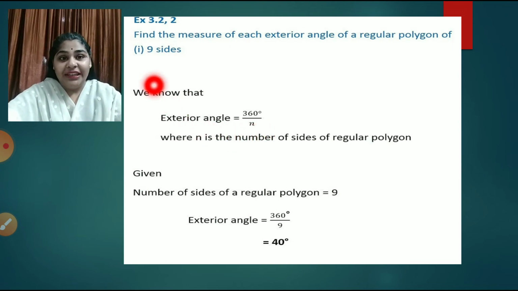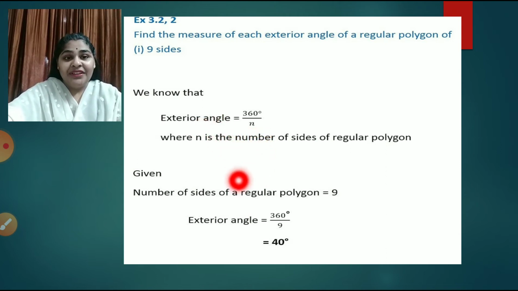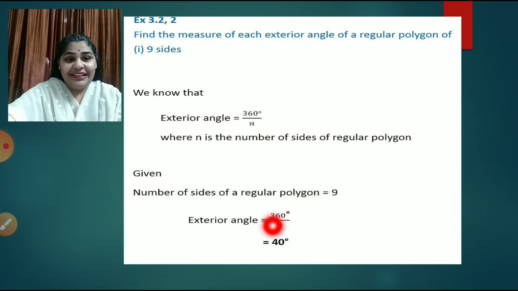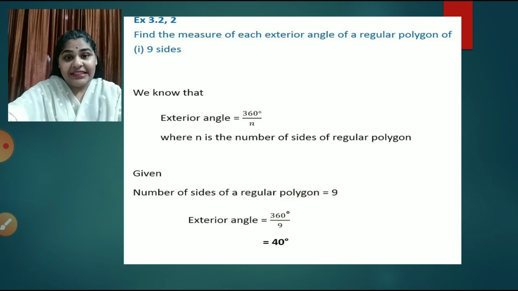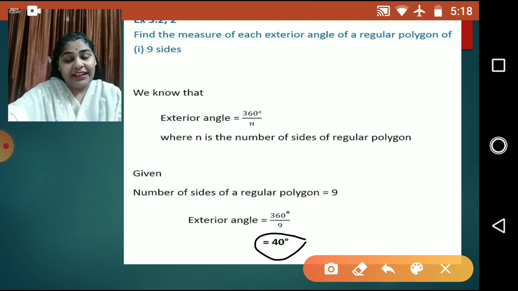So n is given to you children, so you can just substitute in this formula and you can find the exterior angle. So let us do, that is 360 degrees divided by 9, because 9 sides are given, right? So the exterior angle will be 40 degrees. In the second one it is giving 15 sides children.